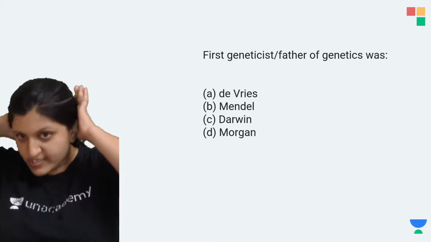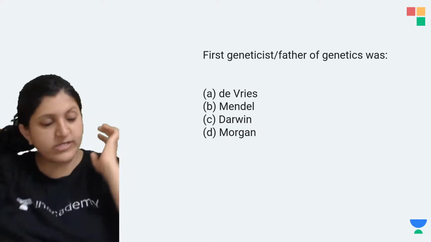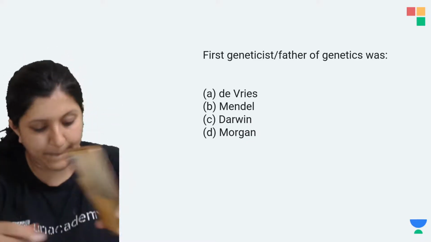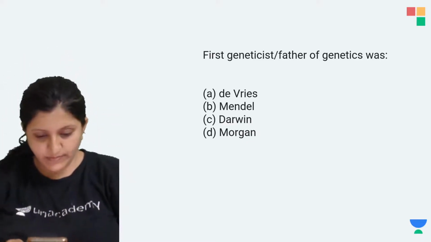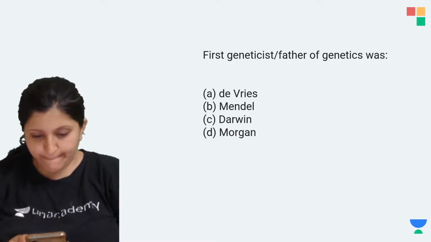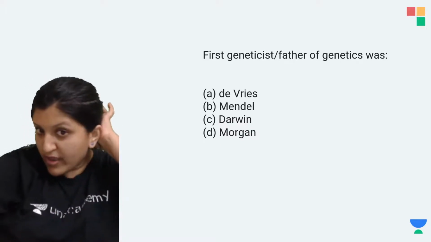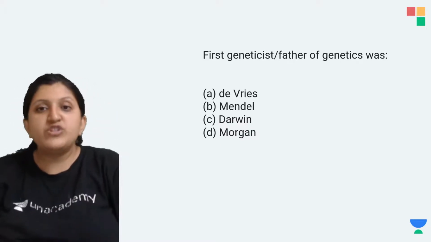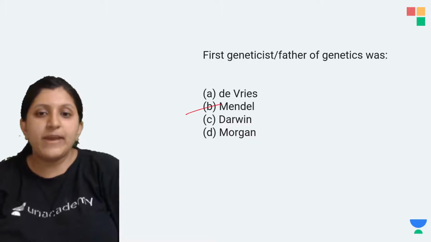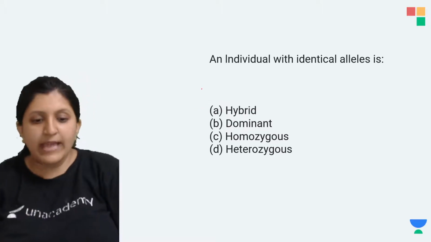First geneticist or father of genetics was, any idea about this? Any of you? No idea? Okay, so the first geneticist or father of genetics is basically Mendel. Let's have a look at this.